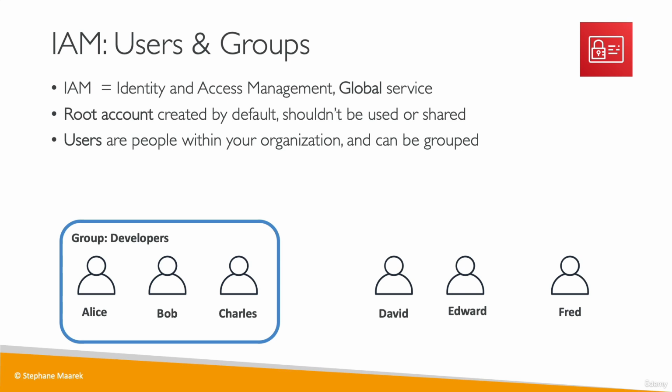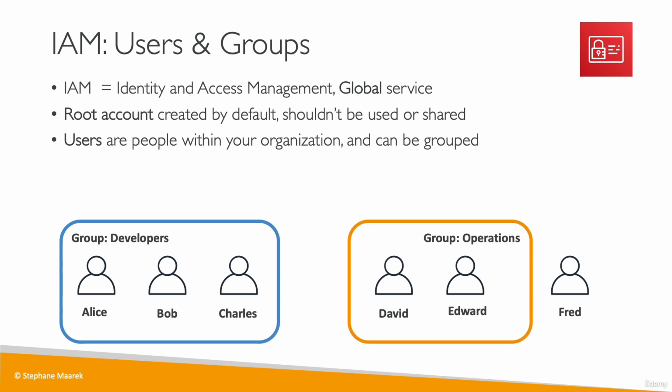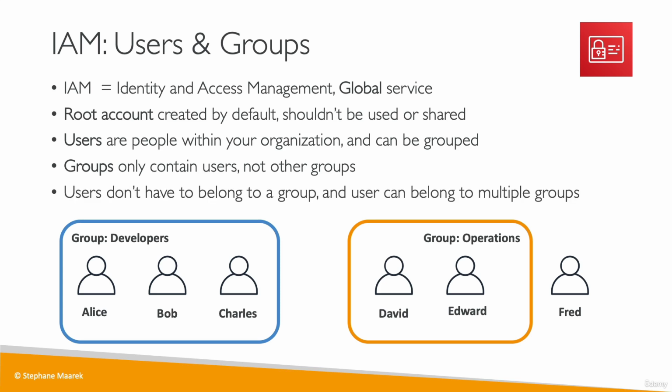And it turns out that David and Edward also work together. So we're going to create an operations group. Now we have 2 groups within IAM. Now groups can only contain users, not other groups. So this is something very important to understand. Groups only contain users. Now some users don't have to belong to a group. For example, Fred right here is alone. He does not correspond to any group. That is not best practice, but it is something you can do in AWS.